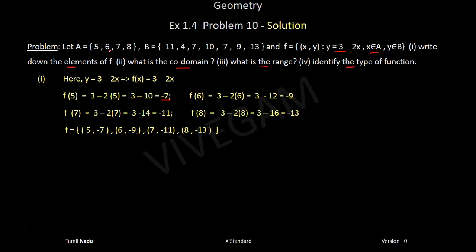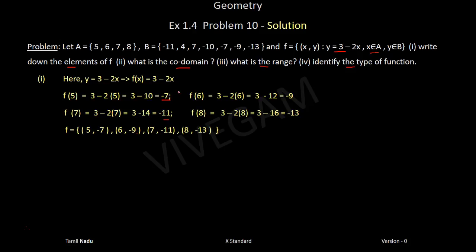Next element is 6, f of 6, and the f of 6 is minus 9, and that is also present here. So the ordered pair is (6, minus 9). Next is f of 7. f of 7 is minus 11. So this is 7 and minus 11, is it present? Yes, it's present here. So that is also fine. So the ordered pair is (7, minus 11).